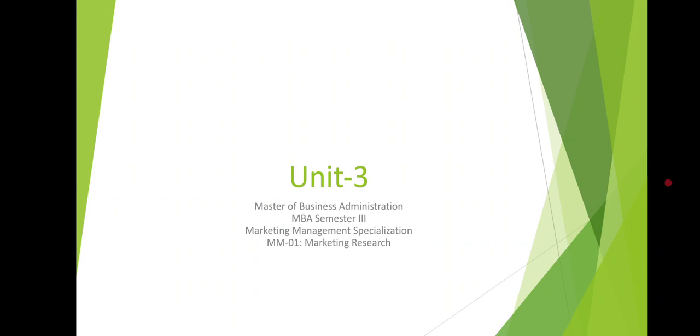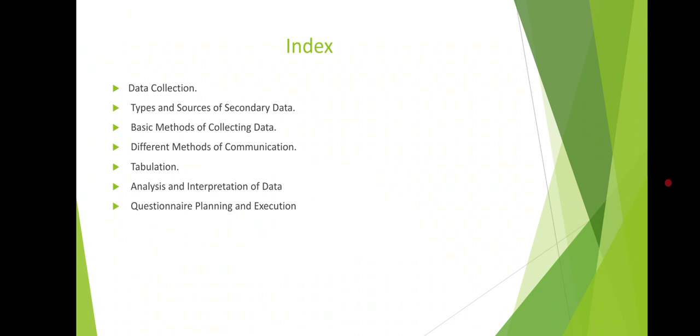In today's class, we are going to talk about Unit 3rd of Marketing Management, or you can say Marketing Research subject. And the code of this subject is MM-01. So these are the topics that we are going to discuss in today's class. First topic we have data collection. After that we have types and sources of secondary data.